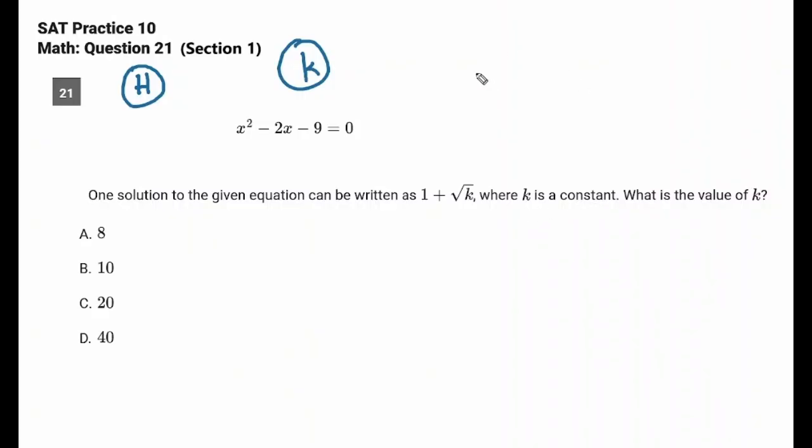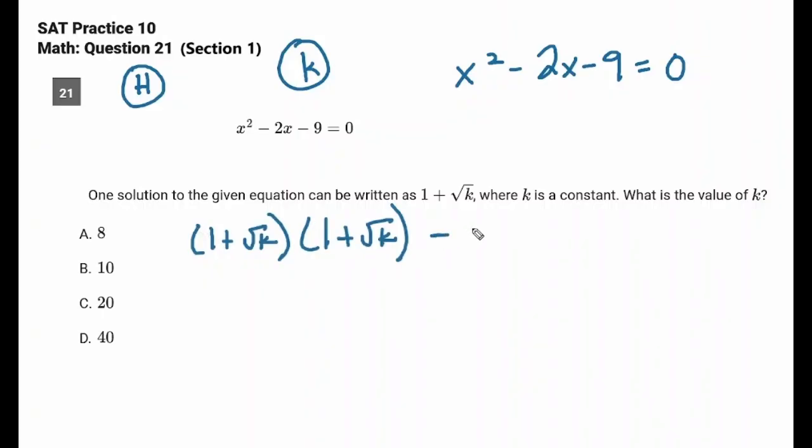So start by rewriting the equation. And then what does one solution mean? What's a solution? A solution in an equation is what the letter is. So one of the things that x is 1 plus root k. So every time you see an x, what should you put in? 1 plus root k. So x squared, that's unfortunately 1 plus root k times 1 plus root k. Minus 2 times what? There's x again, so 1 plus root k. Minus 9 equals 0. All right, looks ugly, but there'll be good news if you just work through it.